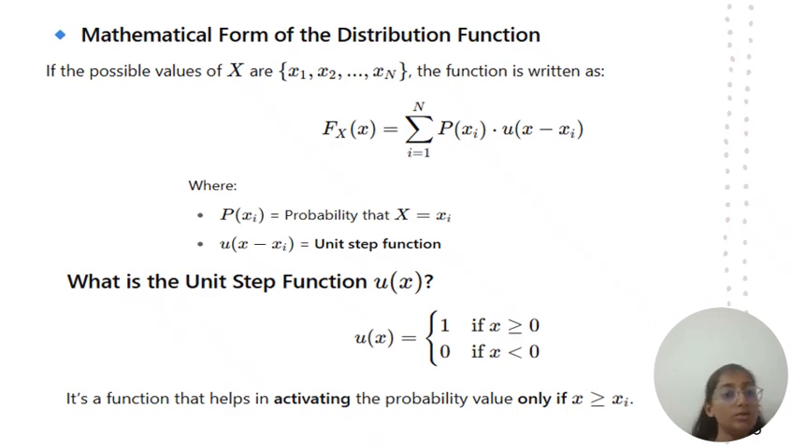What is the unit step function u(x)? Here u(x) equals 1 if x is greater than or equal to 0, or 0 if x is less than 0. It is a function that helps in activating the probability value only if x is greater than or equal to xi.